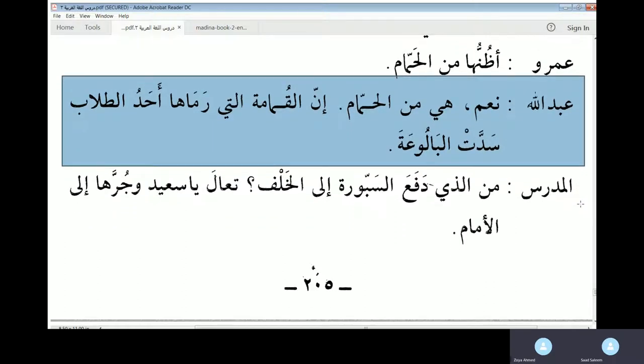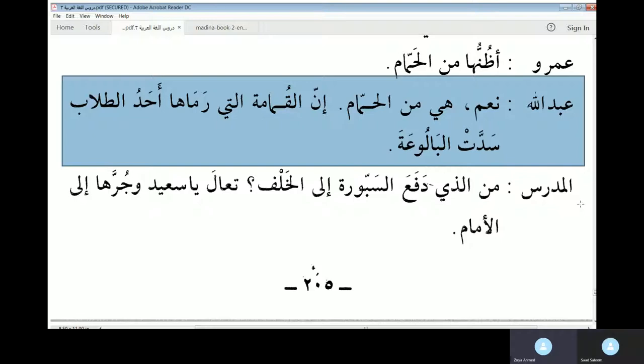من القمامة التي رماها... Qumama, garbage. The garbage which was thrown by one of the students.